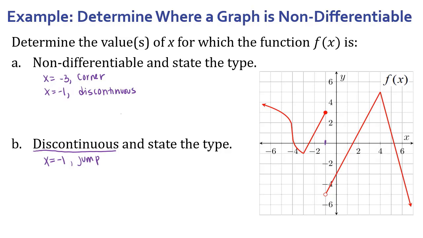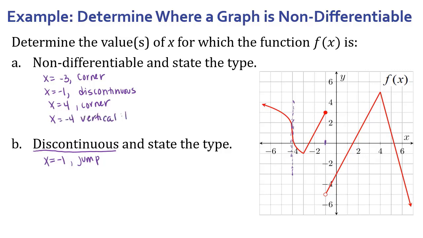I have another issue at +4. At +4, we've got a corner there. And then we actually have an example of the infinite right here, a vertical tangent. So you'd have a vertical tangent here, so it's also undefined at x equals -4 because of that vertical tangent.